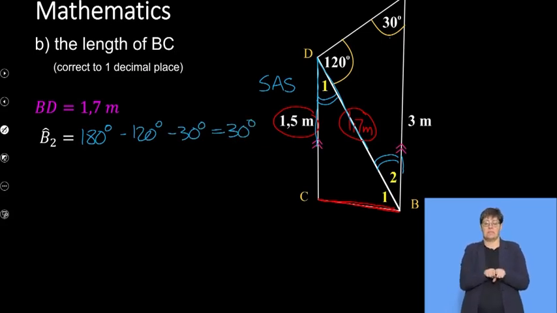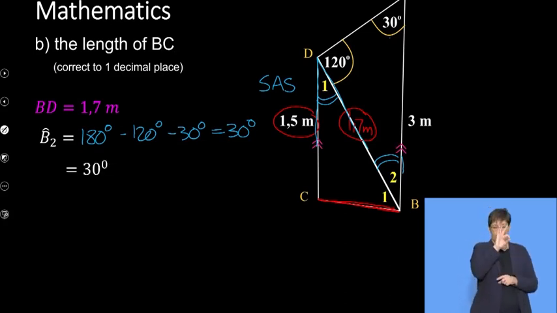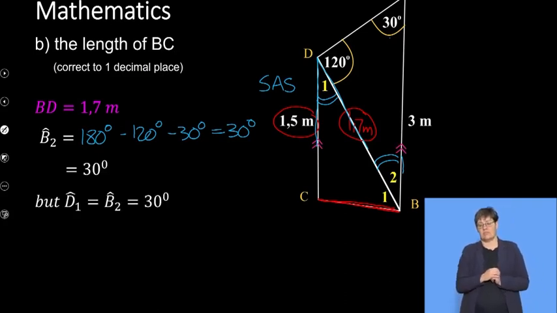So that's going to be the same, because B2 is 30 degrees, it means that D1 will also be 30 degrees. Okay, so B2 is 30, and they alternate, so therefore D1 also has to be 30 degrees.